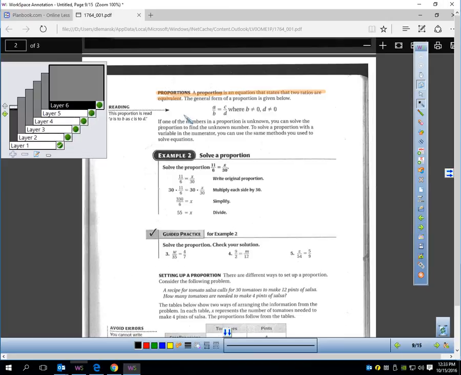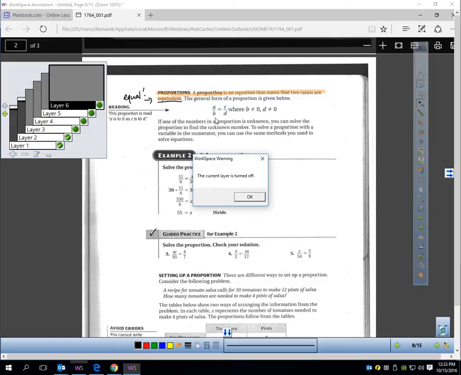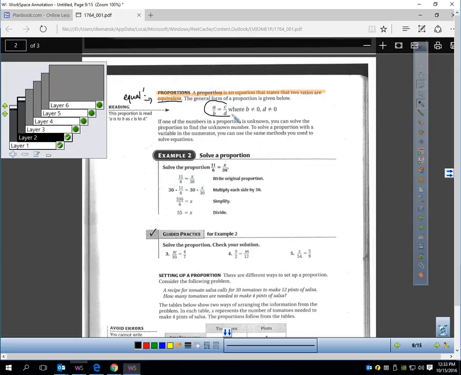Let's talk about a proportion. A proportion is an equation that states that two ratios are equivalent. Again, I'd get that in your notes. The word equivalent means equal. So you can see this picture here. A proportion is two fractions. Really, ratios are fractions. We have two fractions that are equal. You can see it right there. Ratio is fraction. I have two equal fractions.